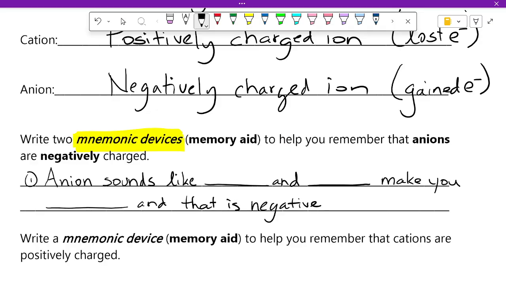Okay, so your first mnemonic device. Anion sounds like, or looks like, onion. And onions make you cry, and that is negative. What's the other way you can remember?